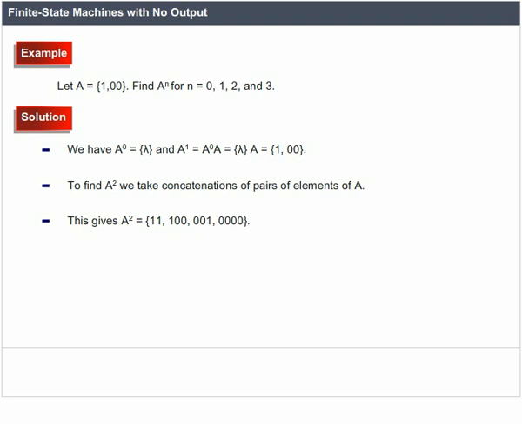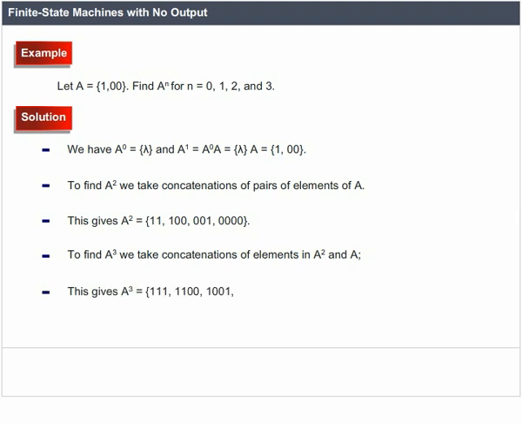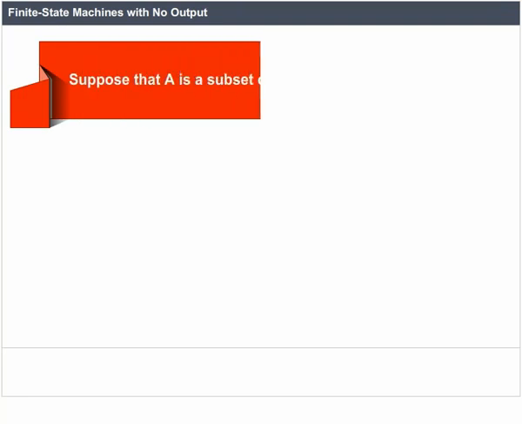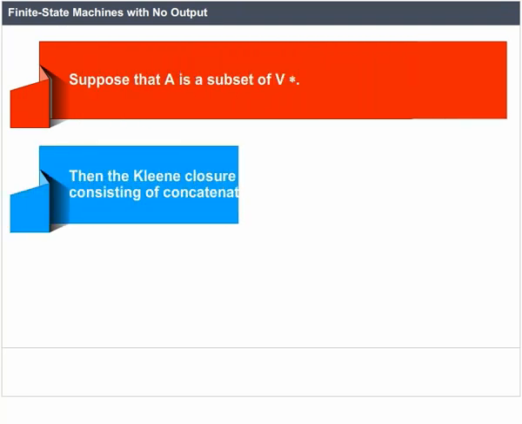To find A cubed, we take concatenations of elements in A squared and A. This gives A cubed equal {111, 1100, 1001, 10000, 0011, 00100, 00001, 000000}.